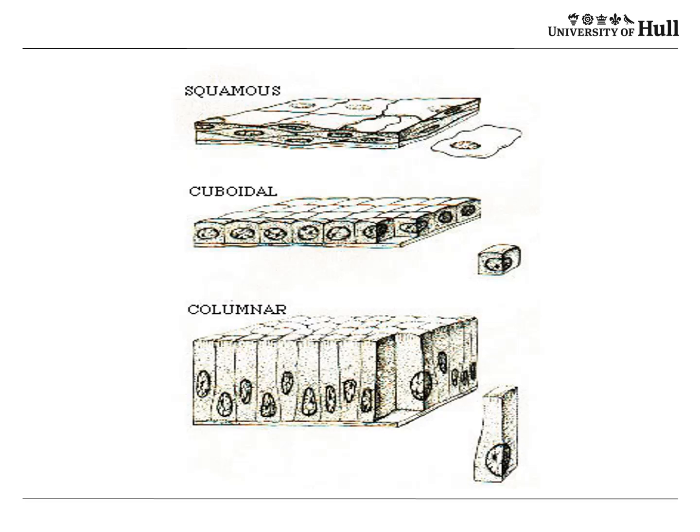Cuboidal, again, the name is self-explanatory. This is often found in secretory glands, and columnar epithelium is found, for example, in the gastrointestinal tract.